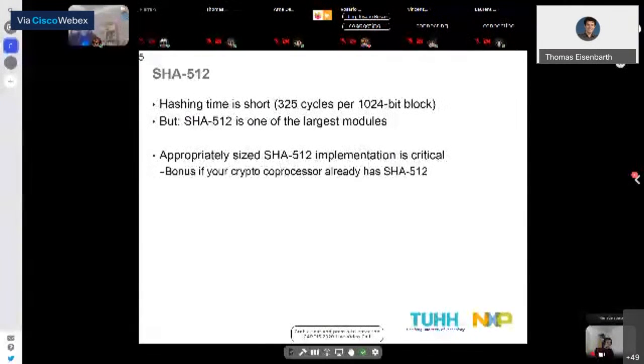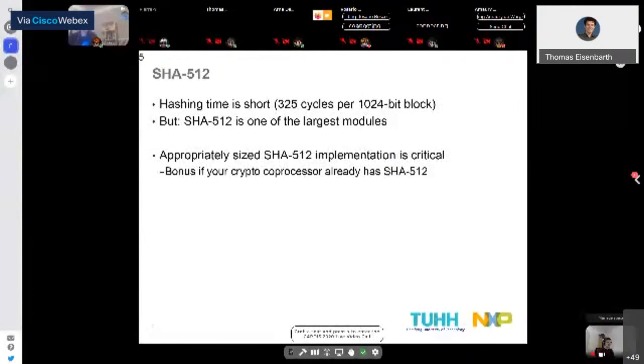Finally, one last thing about the hashing. Internally, SHA-512 is used, and the actual time spent hashing is not that bad. A lot of this can be done in parallel with other operations. So together with that, it takes 325 cycles in my case to actually hash a block. And because it's always done in parallel, you almost never have to actually wait for the hashing.